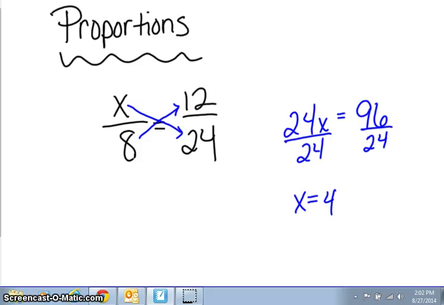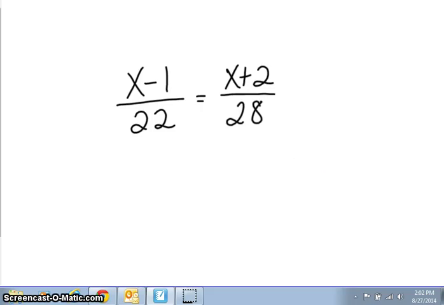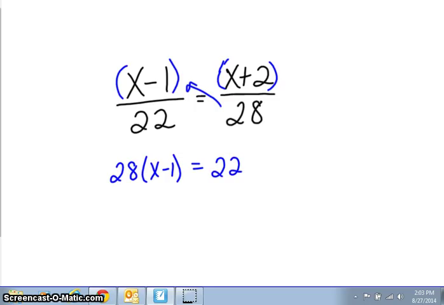Now let's look at a little bit more difficult one, because obviously we've got expressions instead of just an x. You're going to follow the same rules. So you're going to cross multiply. When you cross multiply, you have to use that dreaded distributive property. So you have to think of these expressions with parentheses around them. So we're going to do 28 times x minus 1 equals 22 times x plus 2. So there's exactly what we need to do, and we're going to distribute.